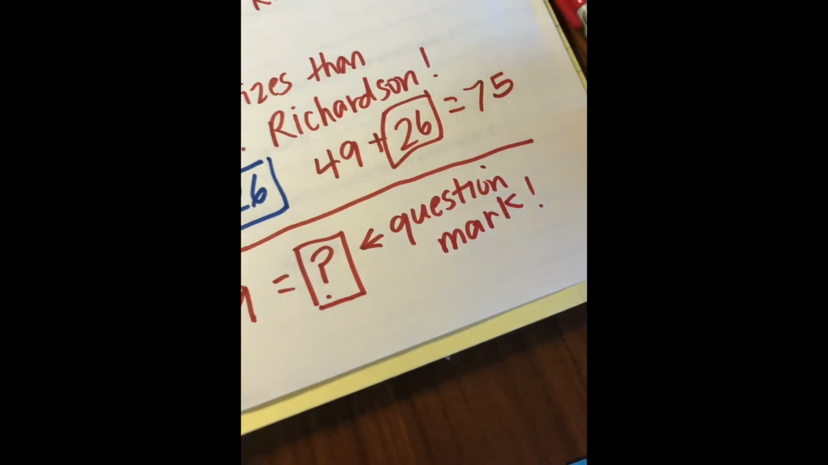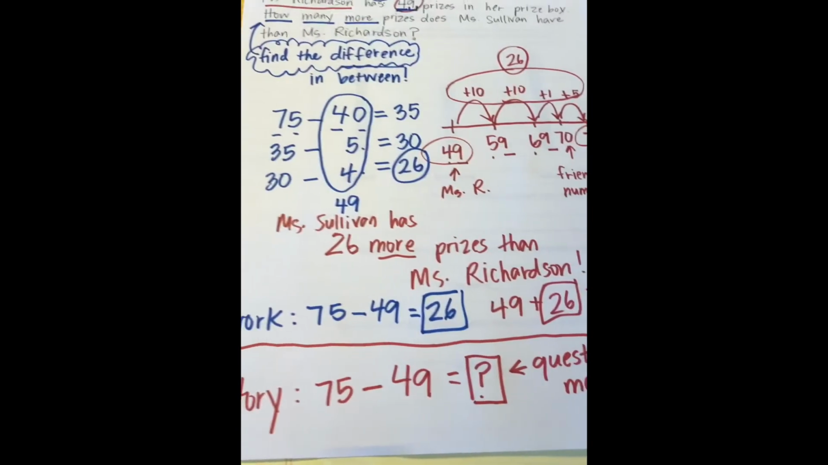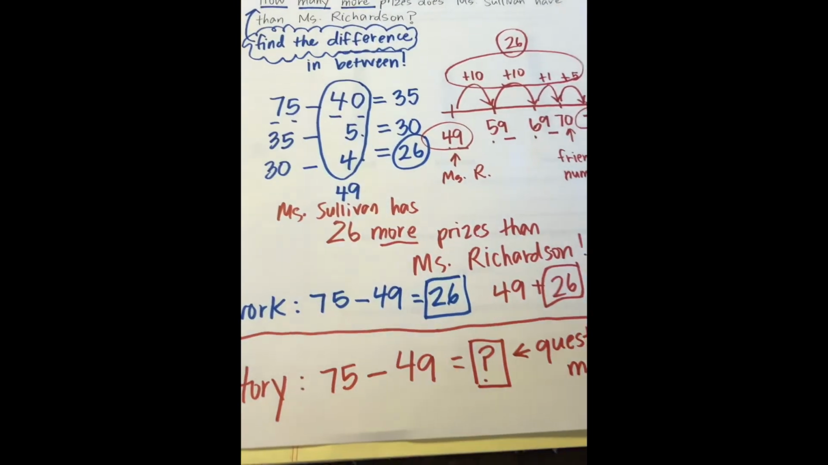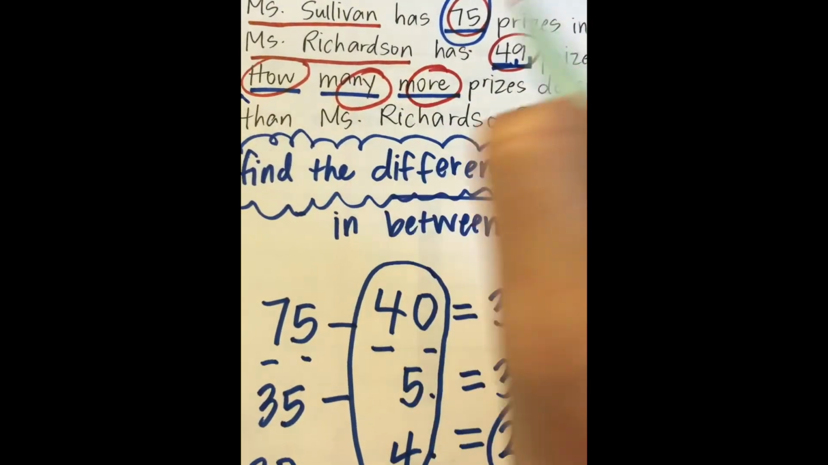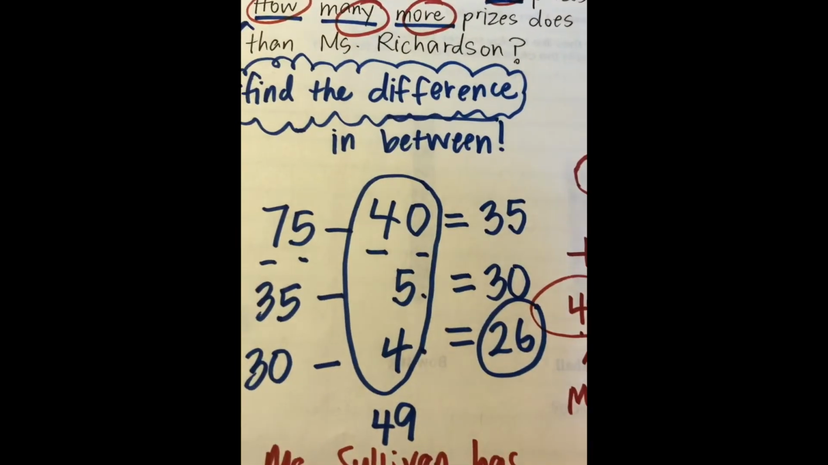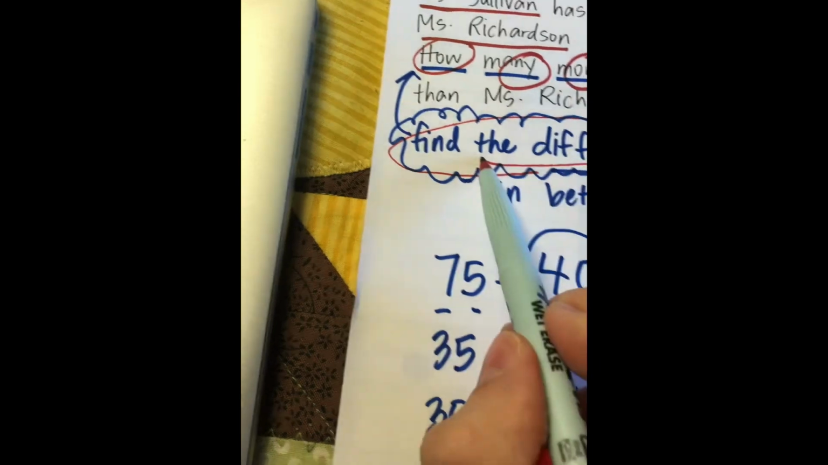Great. So that is how you solve today's number story. Again, anytime that your child sees a how many more question, it doesn't mean that they're going to automatically subtract, but it means that they need to find the difference.